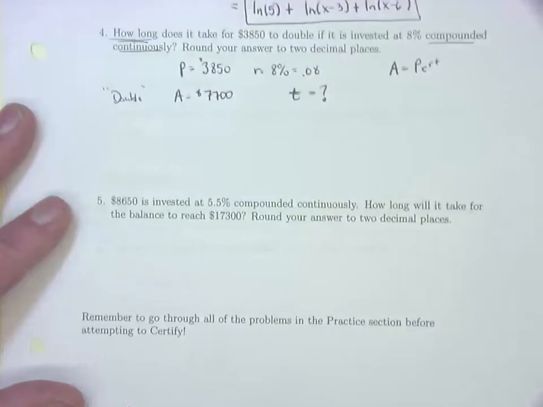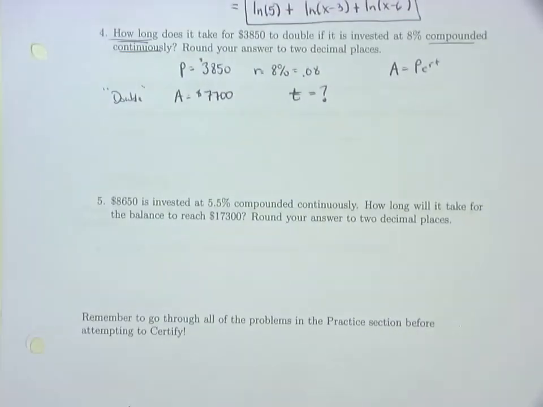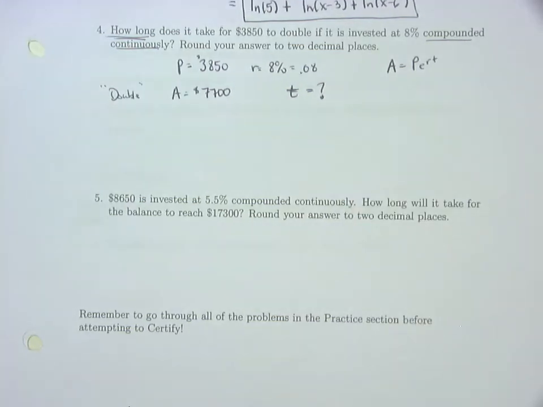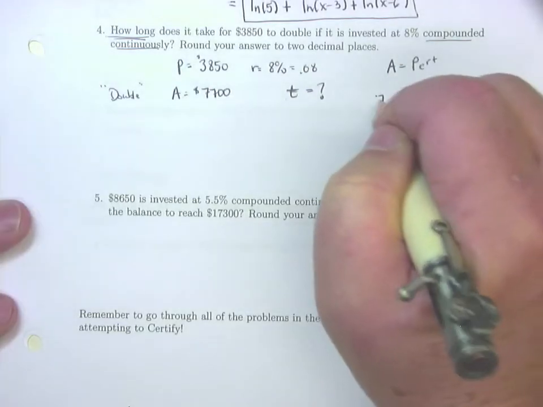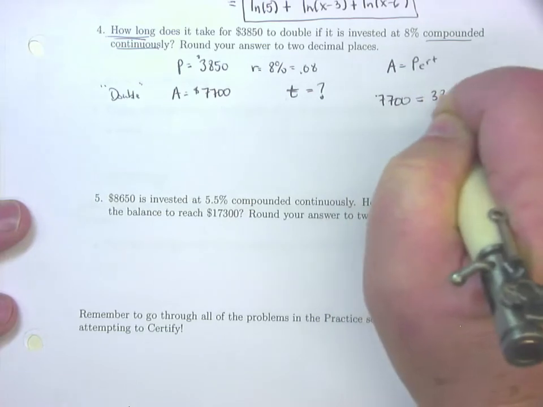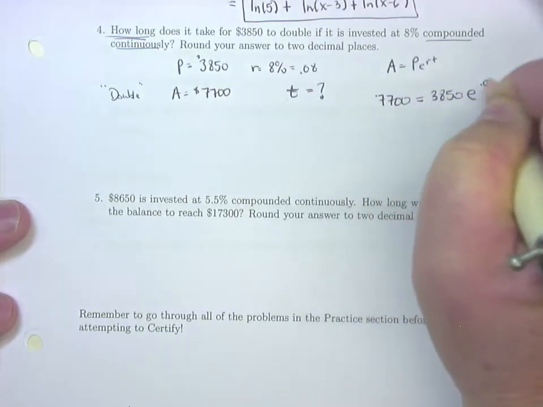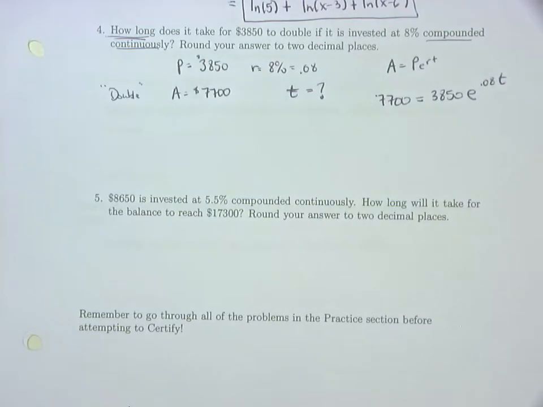So you notice how we attack word problems. We read through the word problem, we read through it again, pulling off the numbers and identifying who they are, identifying which formula I need to use, and then figuring out who I need to solve for. I've got to find the t. So plugging into my formula A equals Pert, 7,700 is equal to 3,850 e to the 0.08t. Where is that t located? It's in the exponent of an e, and the only way to kill off an e and bring down an exponent is logarithms, natural logs. But I've got to get the e by itself.